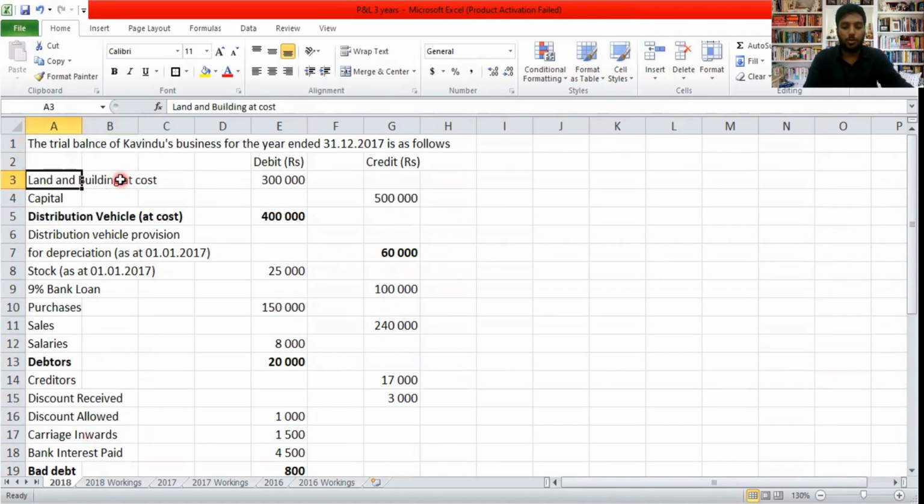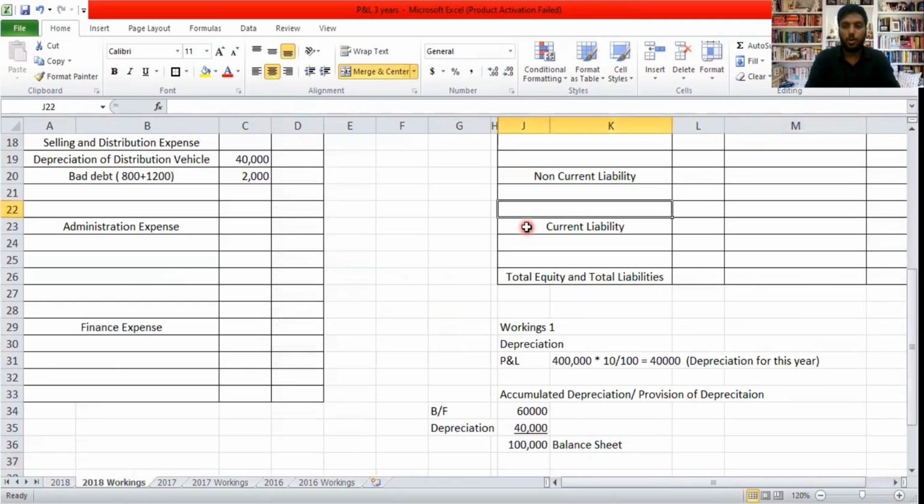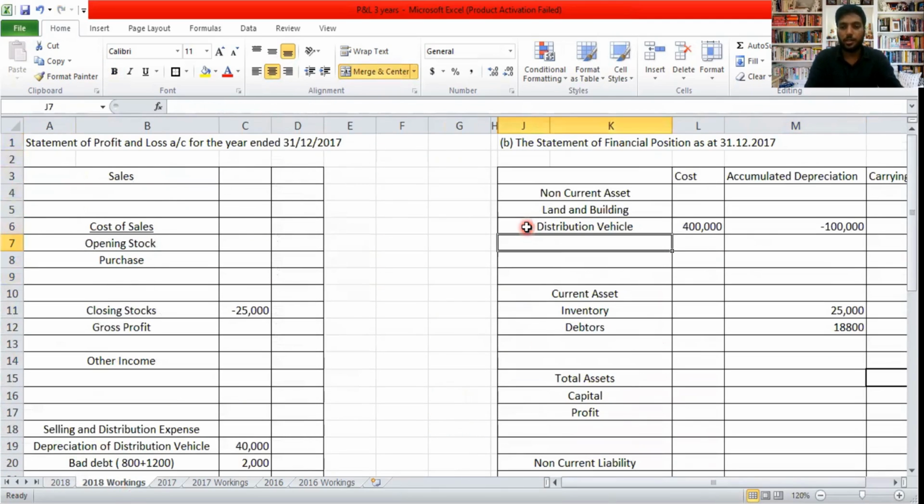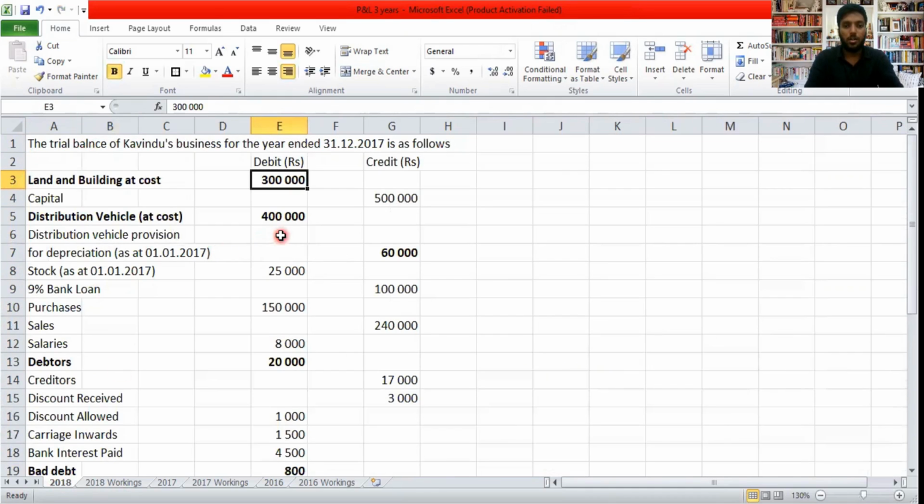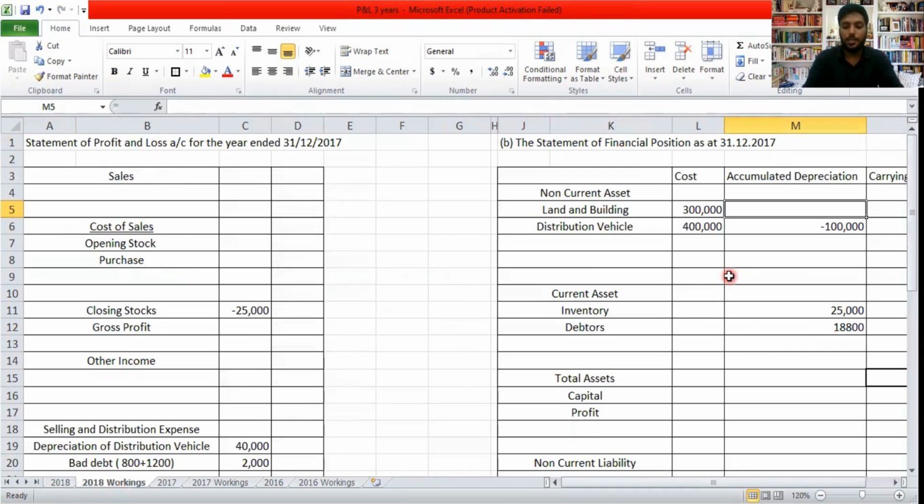Land and building at cost, I'm going to bold it. And I'm going to put 300,000 under non-current assets, saying land and building. I had already kept a space. So there's no accumulated depreciation, I think, because they haven't given any provision for depreciation, so I didn't consider anything. So I'll put a dash. I can keep it in the middle. Always put the dash in the middle when you are doing the sum.